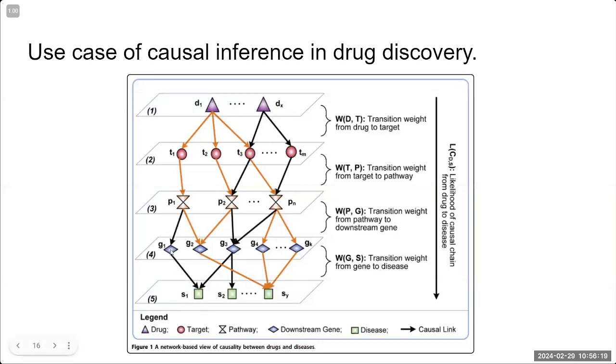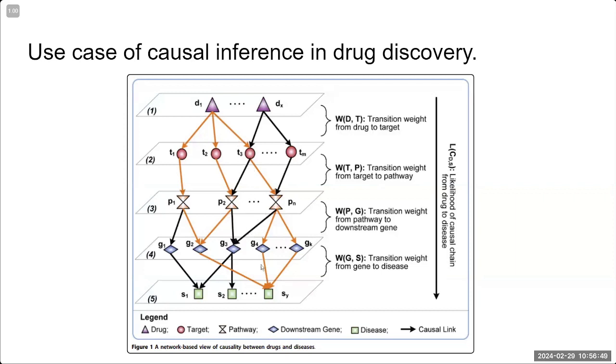So for example, here we can think that upregulation or downregulation of gene 1 and gene 3 can treat disease S1, and upregulation of gene 2 and gene 4 and gene K can treat disease SY. So like that, we can create some causal network. This is not a simple causal graph. This is a causal network.